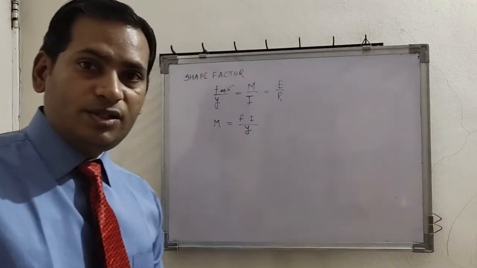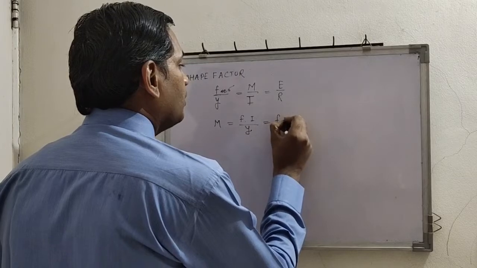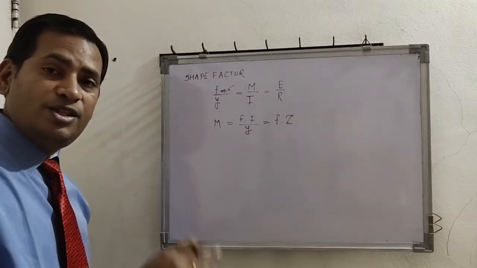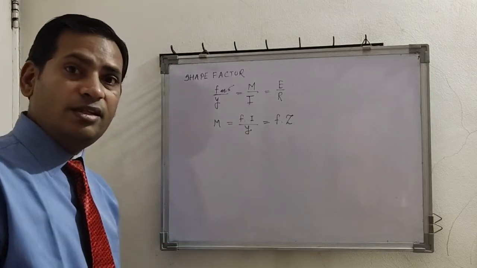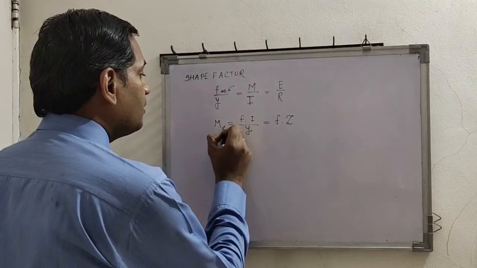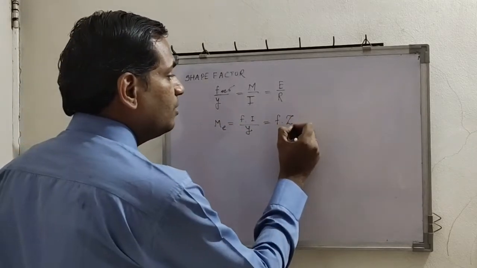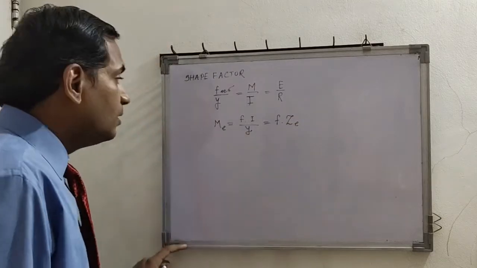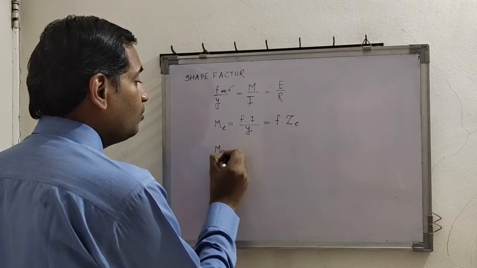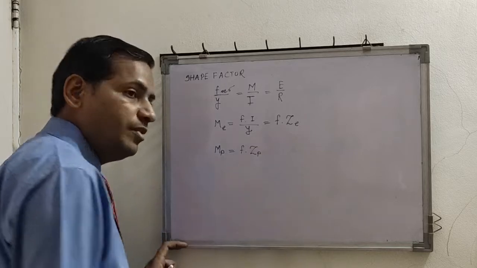I upon Y is nothing but Z, which is section modulus. Since this is from strength of materials theory, this is elastic. So whatever the moment we are getting is elastic, and this section modulus is also elastic. Similar to this we can write plastic moment capacity as F into Z.